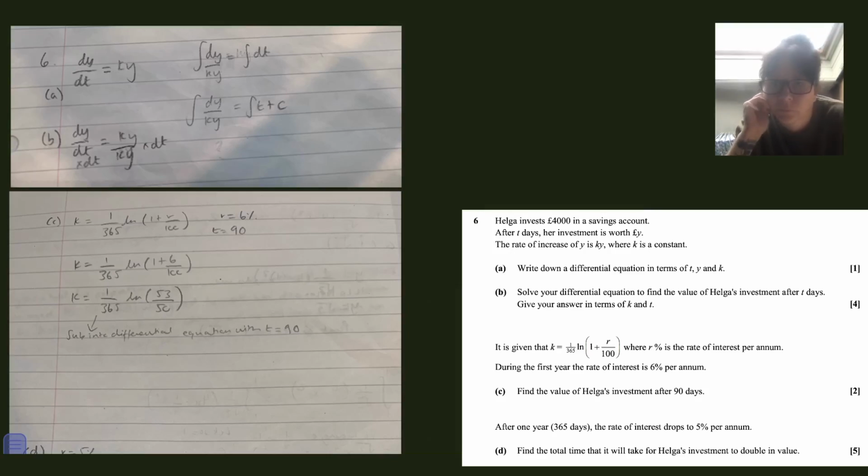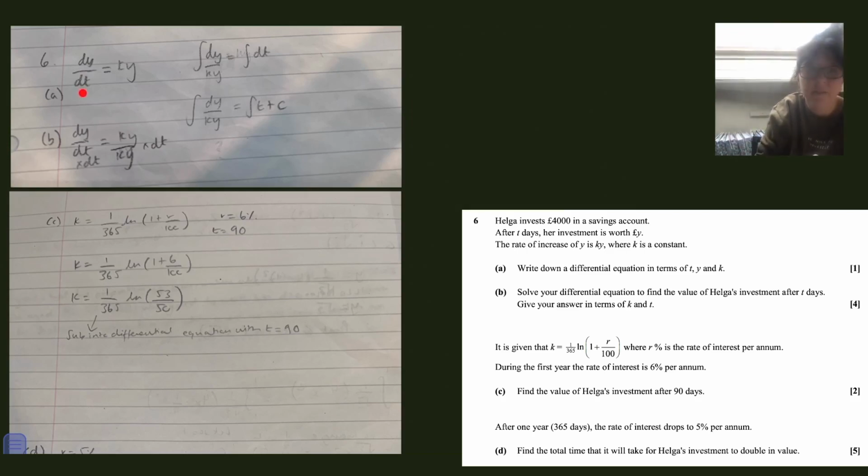Okay. Put some money in a savings account. What does that say? Y is how much money she has in the savings account, and she gets interest on the £4,000, and the rate of increase of Y is KY. The rate of increase of Y is KY. Okay, so write down the differential equation.